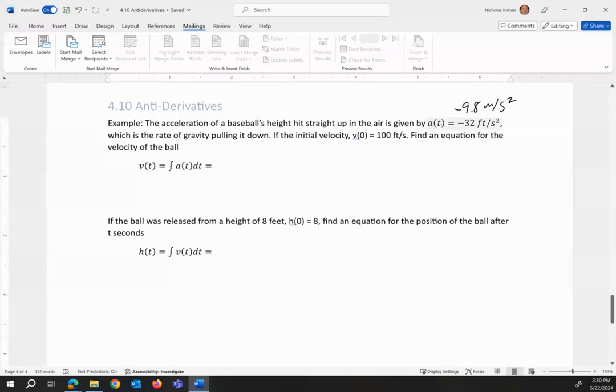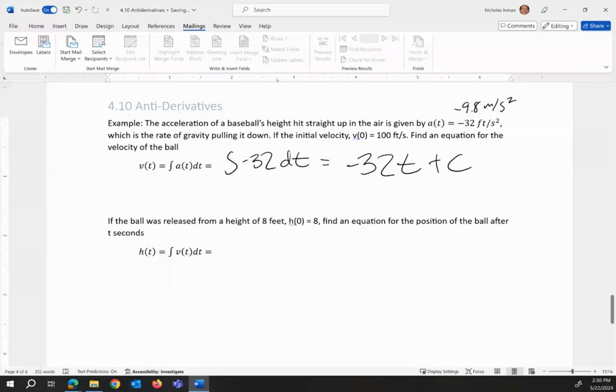So if that's the acceleration, well, I know that if I know velocity, I take the derivative to find acceleration. So if I know the acceleration, I can find the velocity by doing an antiderivative, an integral. Well, the integral of negative 32 dt, there's no variable there, so I don't have to really do a power rule. That's just negative 32t plus c. All right, that's my antiderivative.